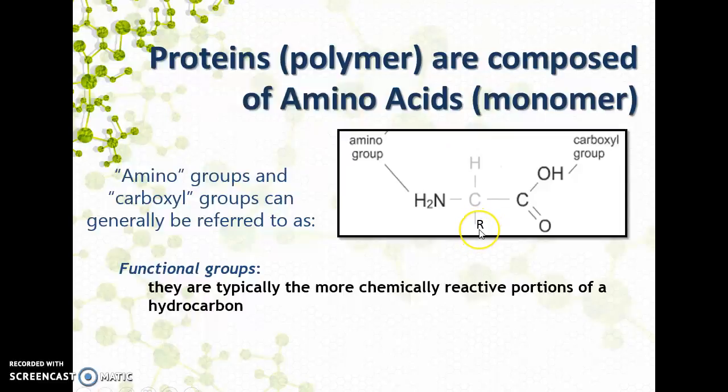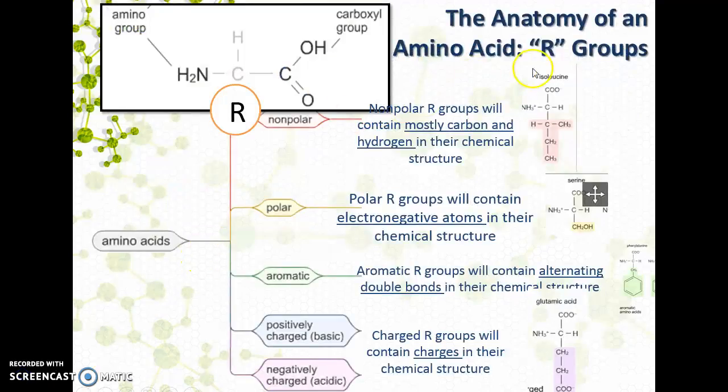This is different. So there's 20 total amino acids. Each one has something different right here where I have an R. This R group is typically what gives the amino acid its specific properties. So there's 4 main types of R groups in amino acids. And just like I said on the previous slide, every amino acid has this amino group, this carboxyl group, the hydrogen, and then this group is what's different.